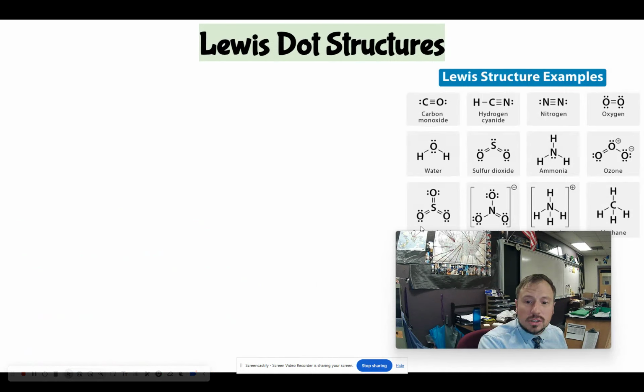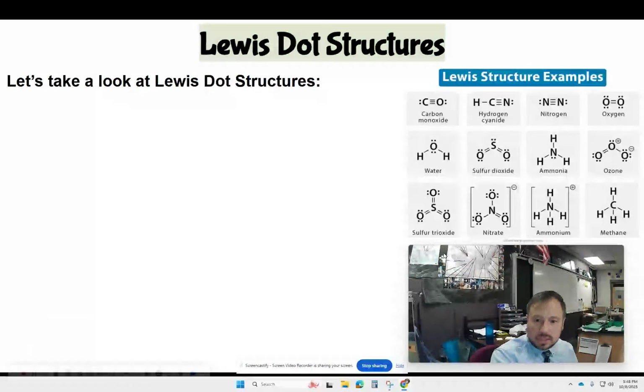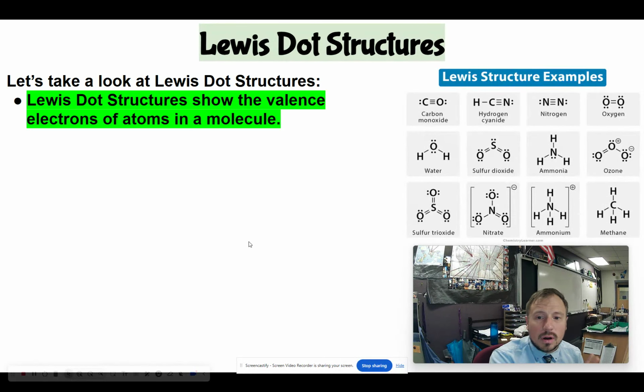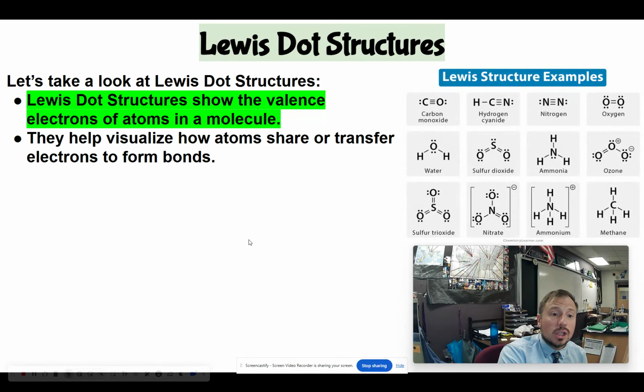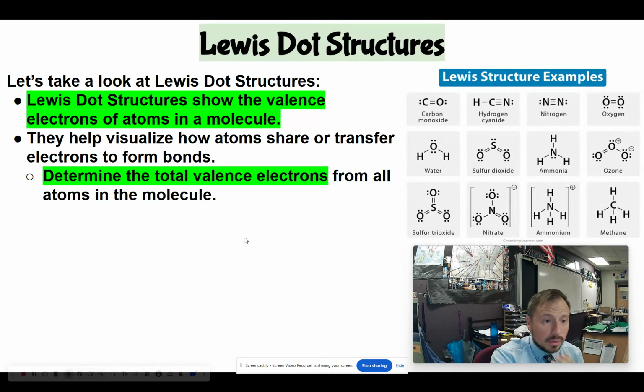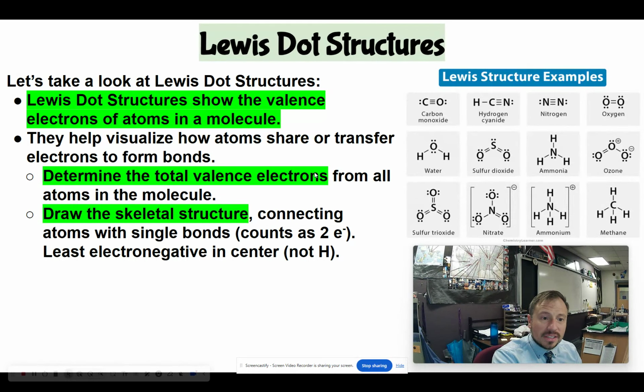Now, let's move on to Lewis dot structures. So this can be a little bit tricky, and I'm going to walk you through a couple of examples. Lewis dot structures show how the valence electrons of atoms are arranged in a molecule, and here are the steps to drawing them, and you can see some off to the side. The first is to determine the total valence electrons from all the atoms in that molecule. Draw the skeletal structure, so connecting atoms with single bonds, and those count as two. All those lines count as two. Those are those shared electrons.